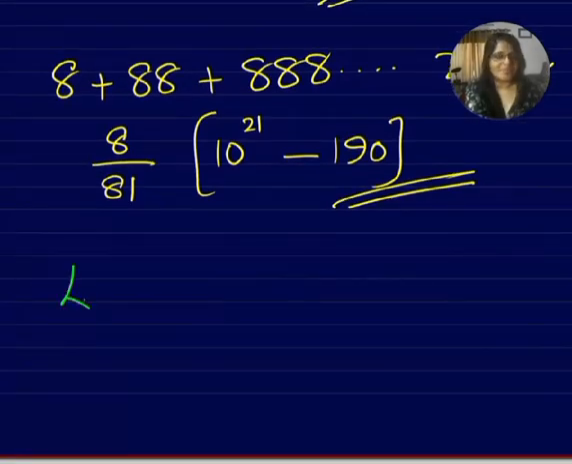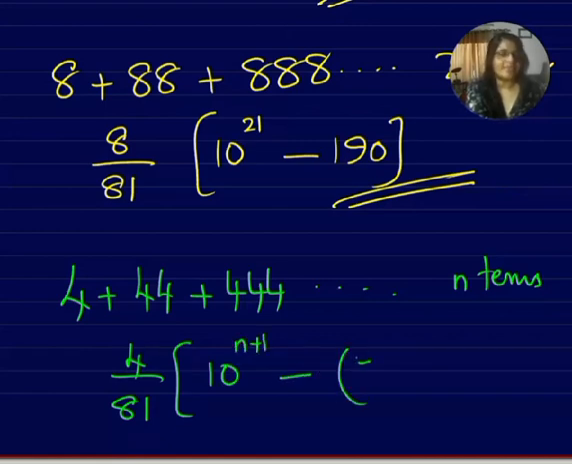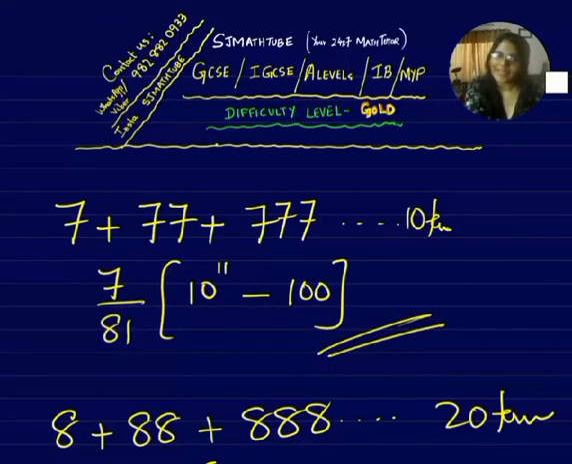Okay, suppose you want to find the sum of 4 plus 44 plus 444 up to n terms, then what will you do? So it's 4 over 81 times 10 to the power n plus 1, and then minus of 9 times n plus 10. So I hope you liked this video.